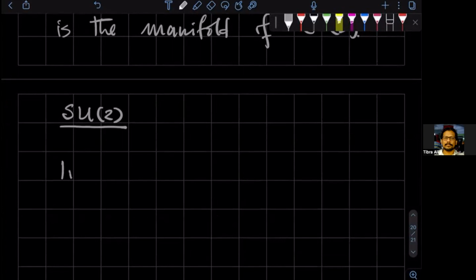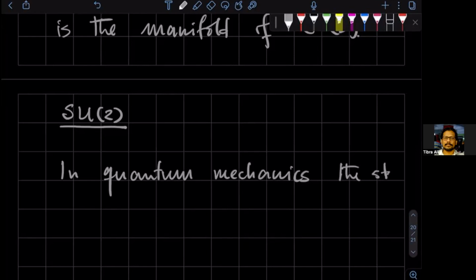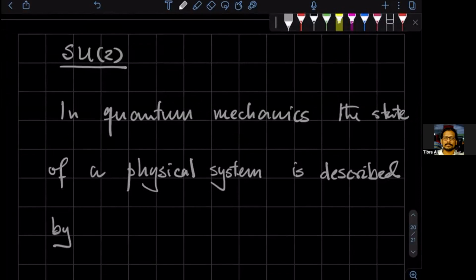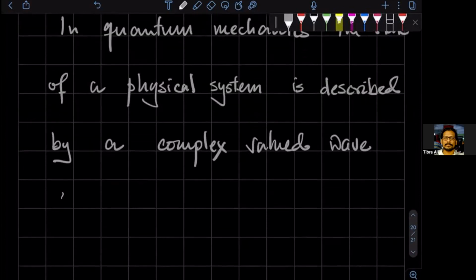Okay, so in quantum mechanics, the state of a physical system is described by a complex valued wave function. That wave function is usually noted as psi, and it's a function of space and time. Okay?